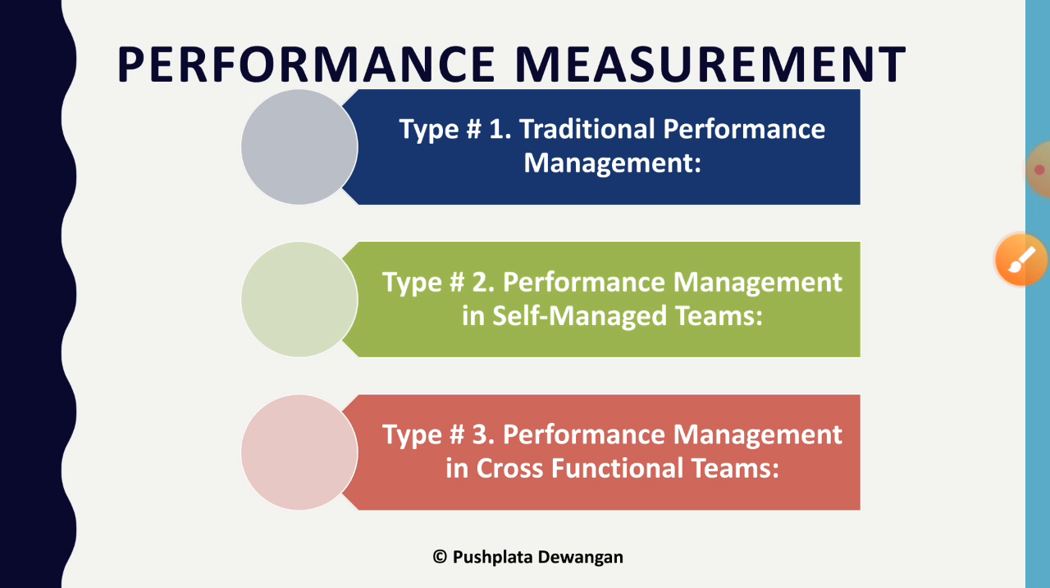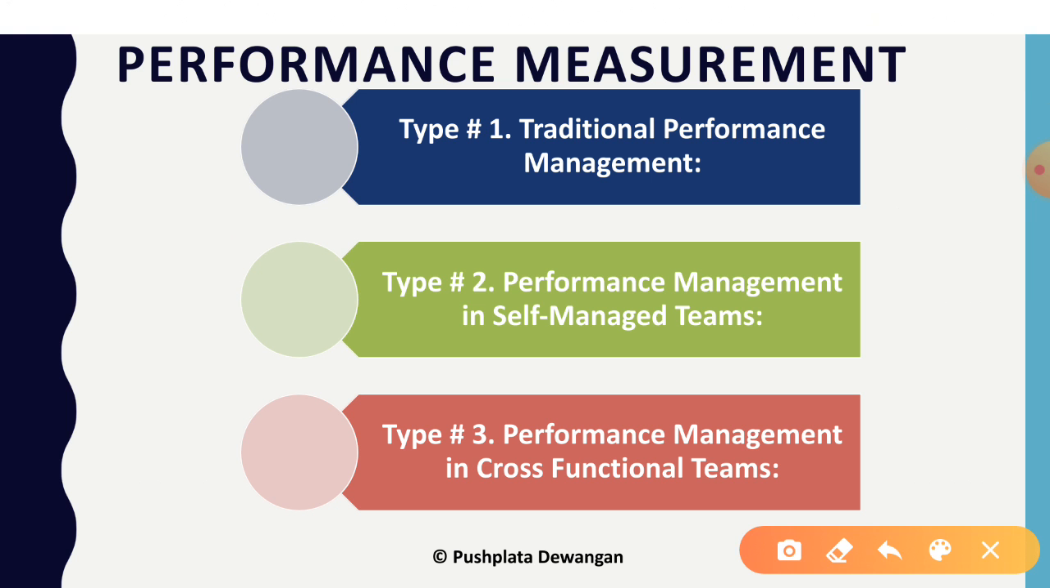Now the next topic is performance measurement. So performance measurement can be done in three ways. First one is traditional performance management, or traditional performance measurement. So in a natural work group, it usually operates according to the traditional performance management model, in which the focus is on the work performance of the individual and his or her contribution to the mission of the organization as observed and assessed by evaluating managers.